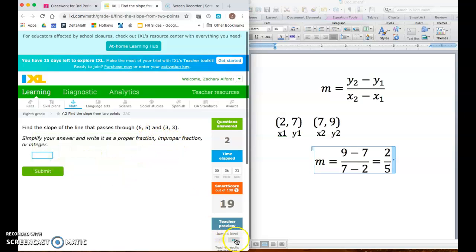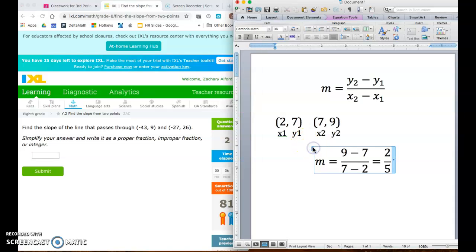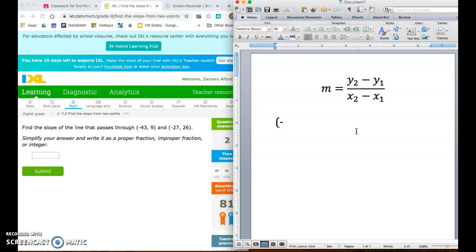Cool. Let me skip to a harder problem. Alright, yep, this is definitely harder. Same as before, we just copy our 2 points down. Negative 43, 9, negative 27, 26. My first x value is negative 43. We label that x1. First y value is 9. Label that as y1. Second x value is negative 27, so that's going to be x2. Second y value is 26.